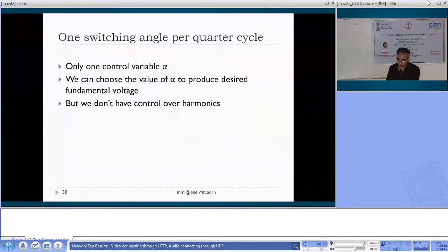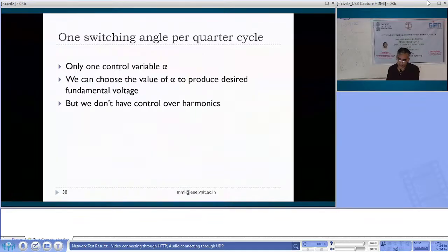So what did we achieve with this? Only one control variable, alpha. We can choose the value of alpha to produce the desired fundamental waveform. Generally we used to control the fundamental. The harmonics we are getting in addition, but there is no control over the harmonics. So what to do?